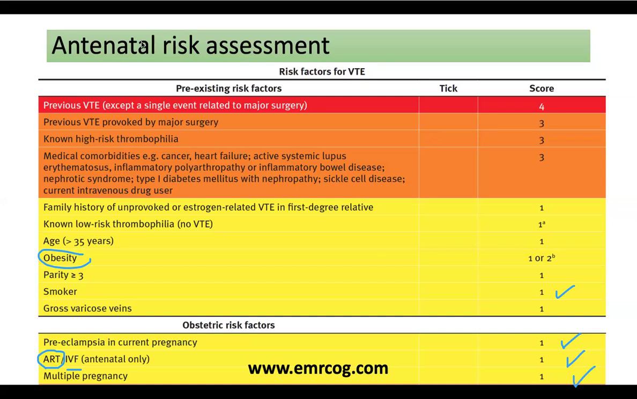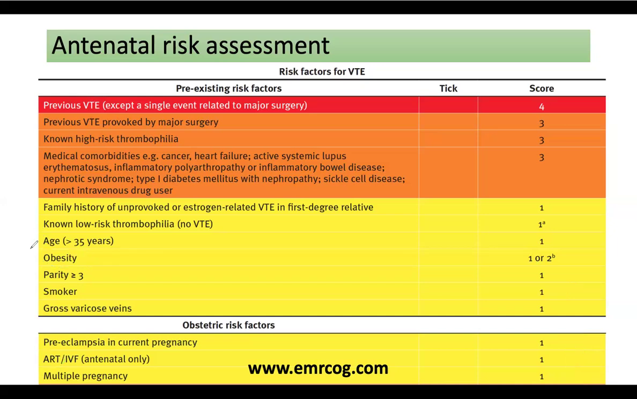So this lady who, for example, conceived by IVF, had a twin pregnancy and developed preeclampsia, so now her risk is 3, right? So when the risk is 3, consider for her the low molecular weight heparin from 28 weeks, right?